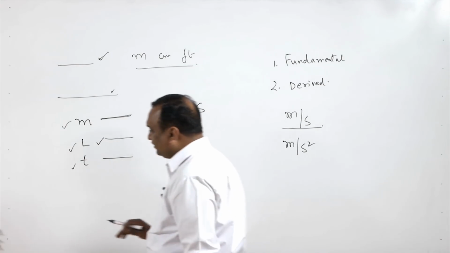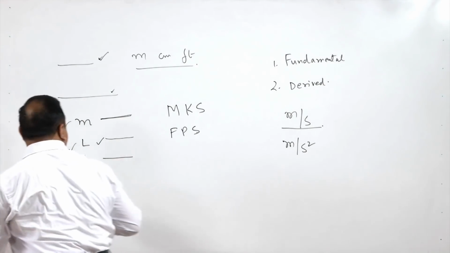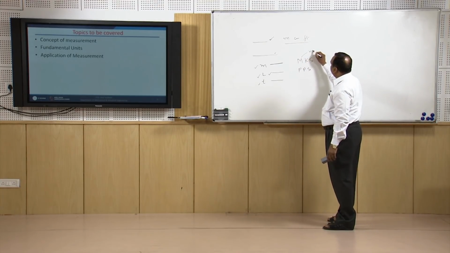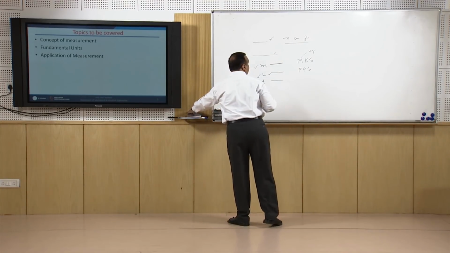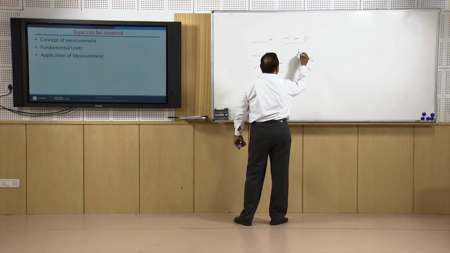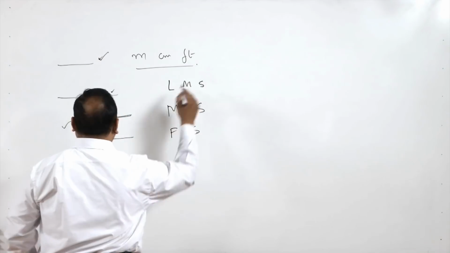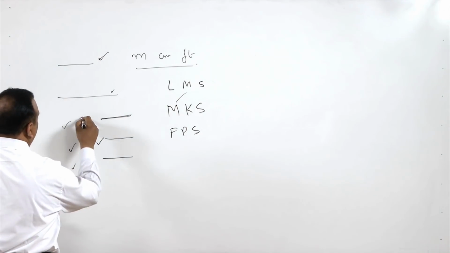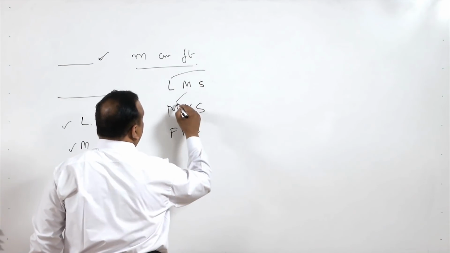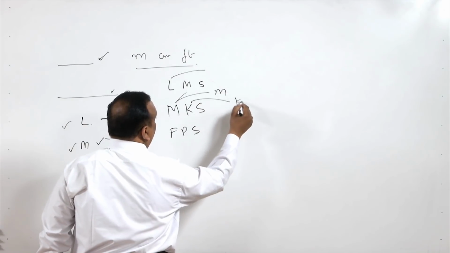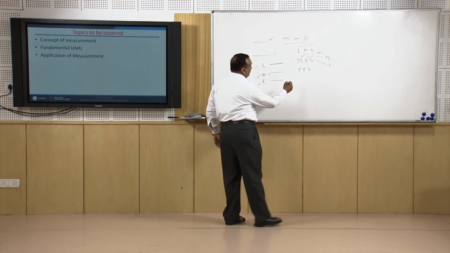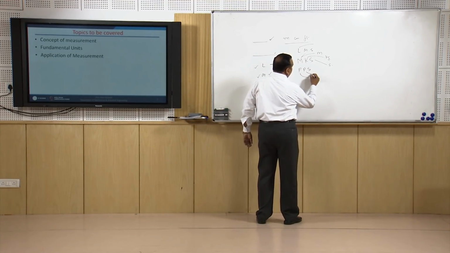In the MKS system, the unit of mass is kg. Sorry, the unit of length is meter. This is length, mass and second, so we will write L, M. So length is meter, mass is kilogram and this is second: MKS units. FPS units: foot, pound, second.